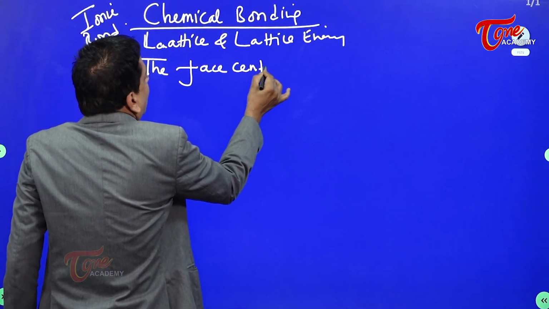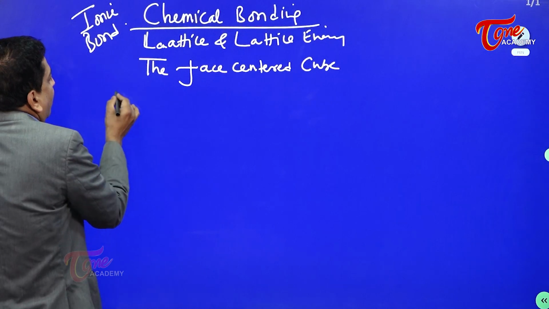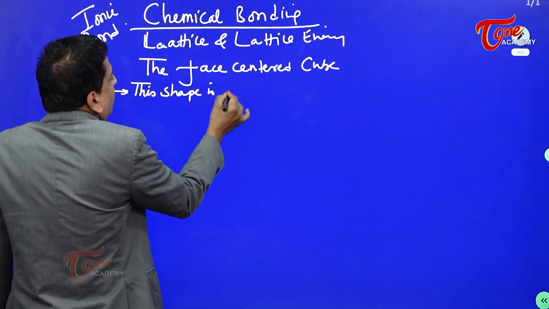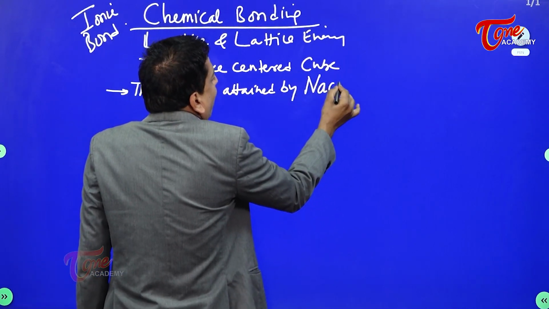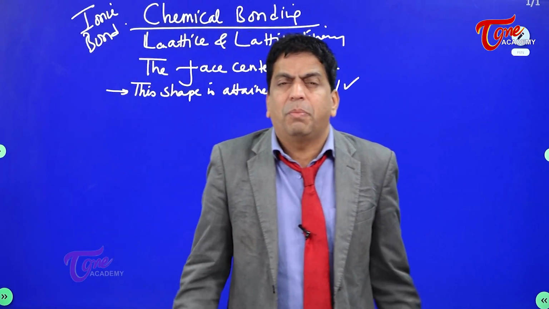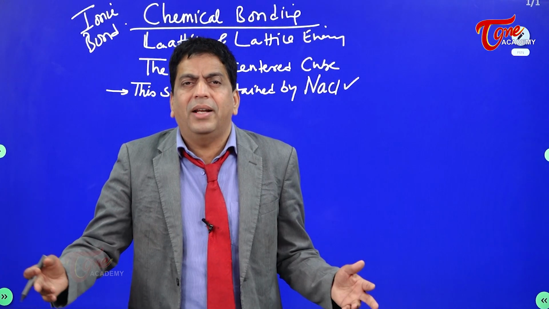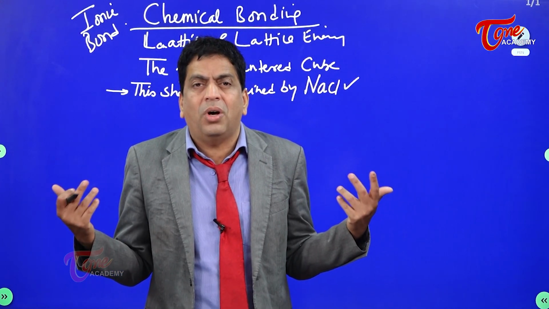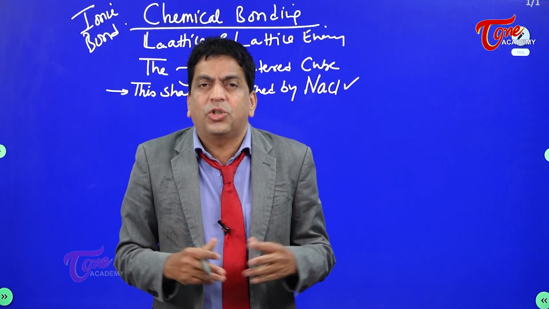The face-centered cube. And let me tell you, this shape is attained by NaCl, sodium chloride. You must understand, the shape of NaCl is basically a face-centered cube. And remember, when NaCl is prepared in the lab, it automatically attains the shape, sorry, the face-centered cube. I have not placed them by my choice, and I have not prepared a face-centered cube for NaCl. When NaCl was crystallized, it has taken the shape of what?